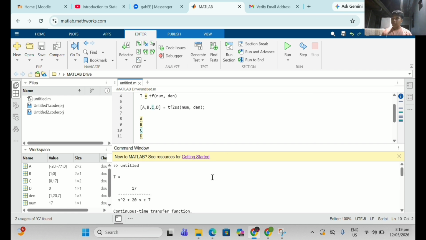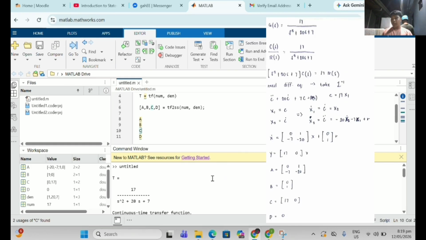So in your command window, we will see our t is equal to 17 over s squared plus 20s plus 7. So that is our given. So A is equal to bracket negative 20, negative 7, 1, 0. B is equal to 1, 0. So let's try to check this in our solution.